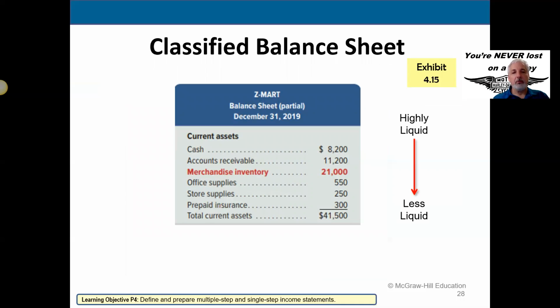Classified balance sheet. We talked about separating current assets from non-current assets. And it's an order of liquidity. Cash is most liquid because it is cash already. Receivables turn to cash pretty quick. Inventory is a little bit slower. Office supplies get used up over the year. Store supplies, prepaid insurance, that's over the year, 12 months to 24 months, whatever it might be. So in order of liquidity, how fast it gets turned to cash or used up.